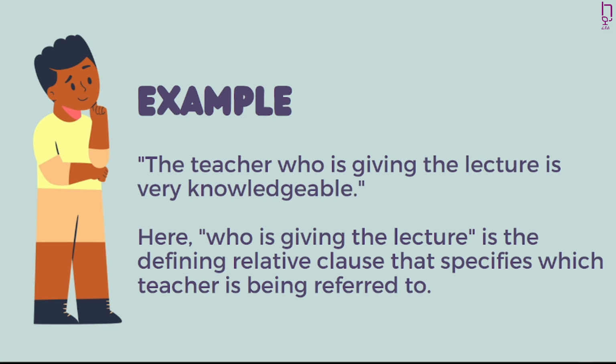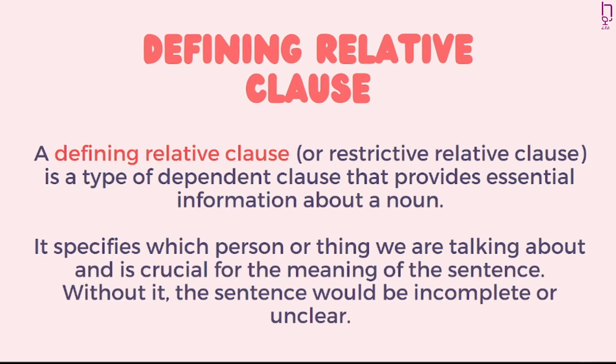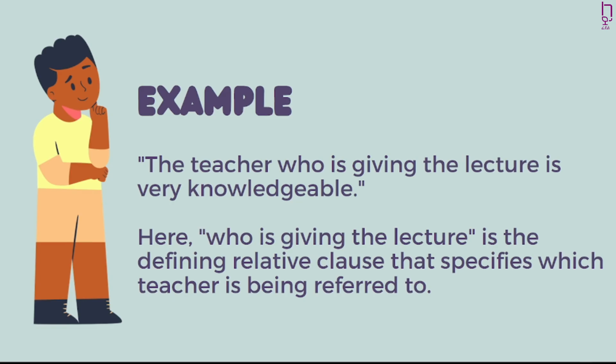Because at first we said that a defining relative clause is a type of dependent clause which provides essential information about the noun, which means it specifies which person or which thing. So the purpose is specifying which person or which thing. So now, as you can see in this example, who is giving the lecture is a defining relative clause which specifies which teacher is being referred to.